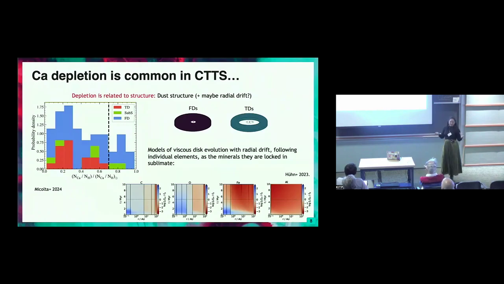We have heard it a lot today, but it's a simple schematic. If you have big pebbles, the pebbles will drift inwards, and the other refractory material will get depleted early on. And we see this in iron and aluminum, and we don't see it in volatiles because they come back to the gas, and then it gets replenished. So we show here the results of models of viscous evolution. Red means depleted, blue is enhanced. Refractory elements are very depleted very early on.